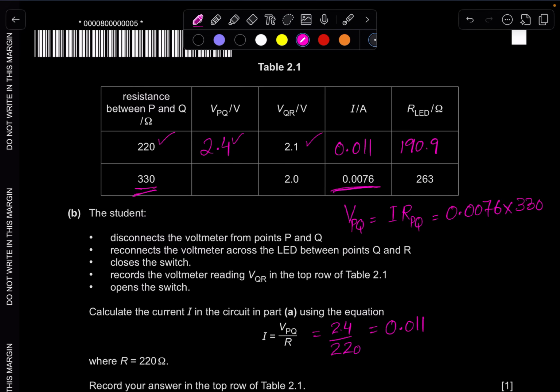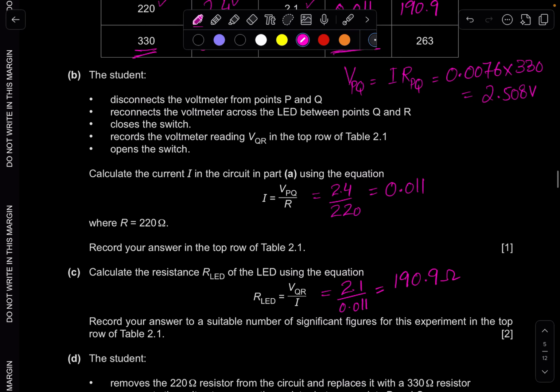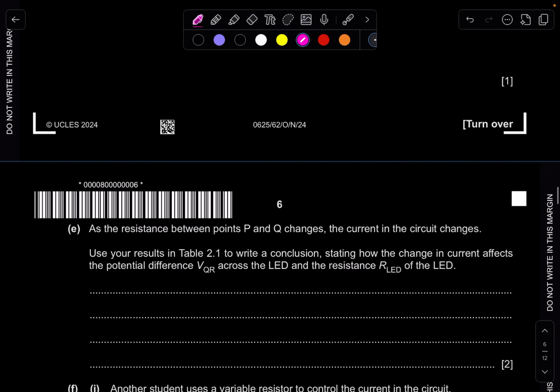So let's calculate this thing. It will give us 2.508, so it will be 2.508 watts. Okay, so this is the voltage we have. So we are done with the table. All of the missing things are completed.